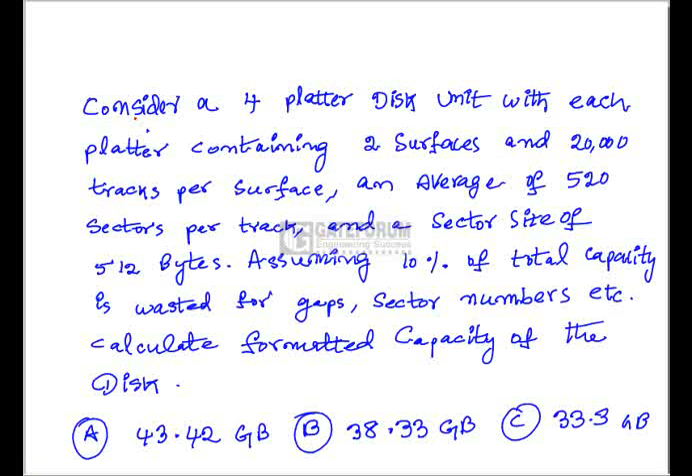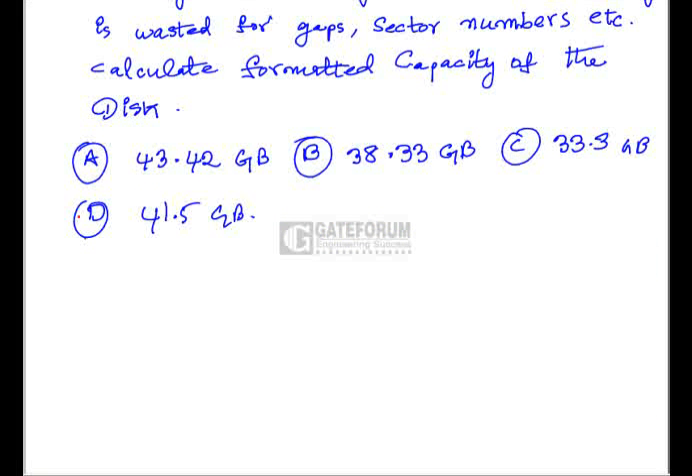A 4-platter disk unit with each platter containing 2 surfaces and 20,000 tracks per surface, an average of 520 sectors per track and a sector size of 512 bytes. Assuming 10% of total capacity is wasted for gaps, sector numbers, etc., calculate the formatted capacity of the disk. The options given are 43.42 gigabytes, 38.33 gigabytes, 33.3 gigabytes, and 41.5 gigabytes.